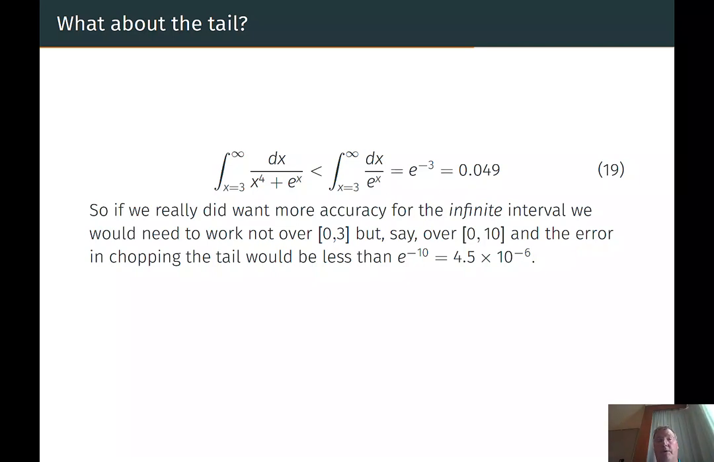So for the integral from 0 to infinity, our integral from 0 to 3 isn't going to give us as much accuracy as we want. If we really want the integral up to infinity, let's work on the integral over 0 to 10. Then the error in chopping the tail will be smaller than e to the minus 10, which is 4.5 times 10 to the minus 6. And that might be enough for your particular application. If it's not, then chop it farther away, or take more terms in the trapezoidal or midpoint rule.